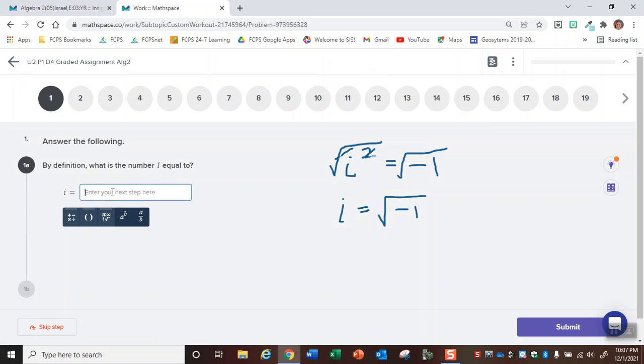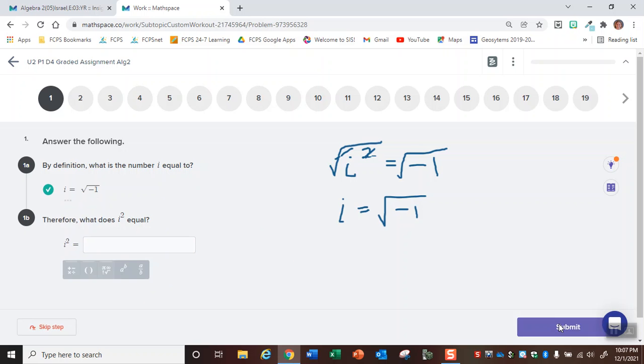So down here, we'll put the square root of -1 is what i is. All right, so i squared, remember that's what we started out with, i squared is -1.